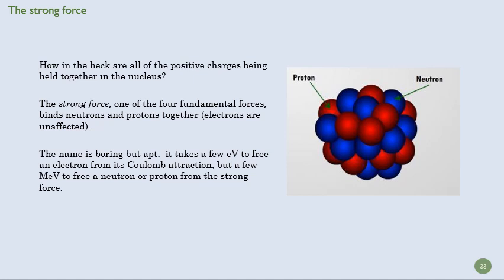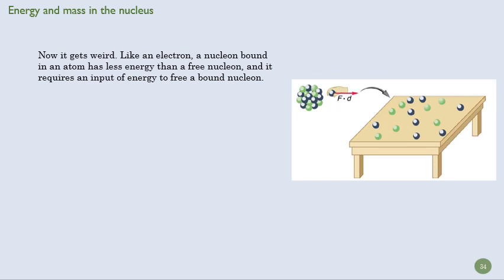So how much bigger is it than a Coulomb force? Well, if we think about how much energy it takes to overcome something, if we want to free an electron from its Coulomb attraction to a proton, it might take a few eV, electron volts, but it would take millions of electron volts to free a neutron or proton. So it's much stronger in its sense than the Coulomb force. So why does this matter?